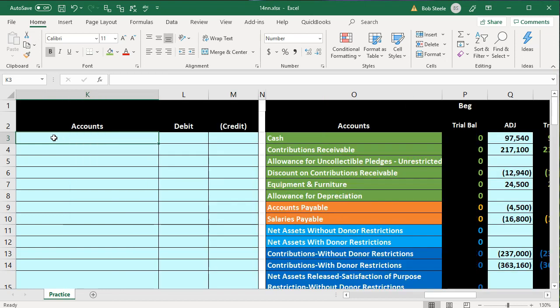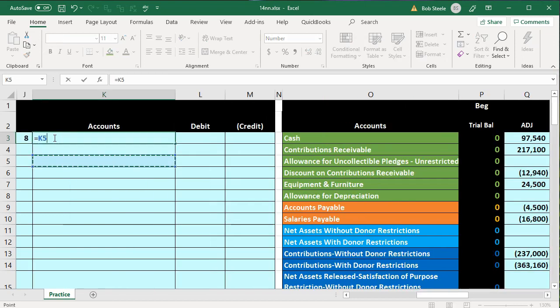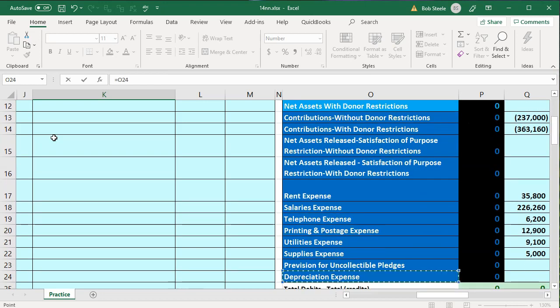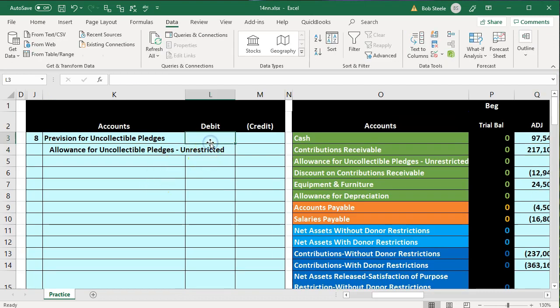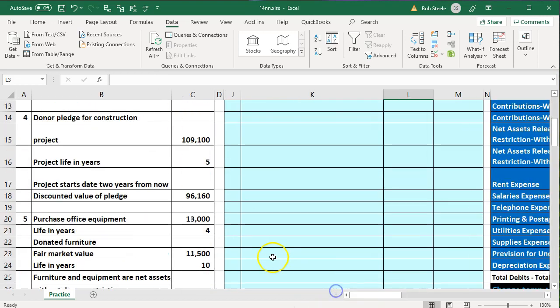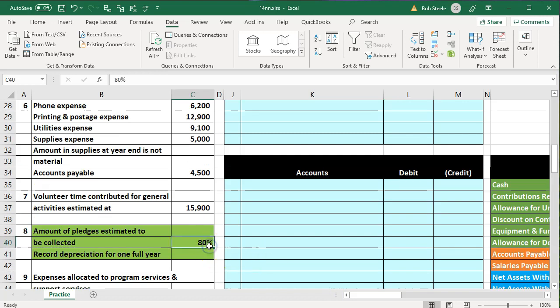Anyways, we're going to put that there, and so the journal entry is going to be a debit to the provision for uncollectible pledges, like the bad debt expense, and then the credit is going to be the allowance for uncollectible pledges. So that's going to be our transaction, similar to a for-profit, which would be a debit to bad debt and a credit to the allowance for doubtful accounts. So now we need the dollar amount. The dollar amount is going to be an estimate, just as it would be for a for-profit type of organization. And as we can see down here, we have the 80%. The amount of pledges estimated to be collected is 80%.